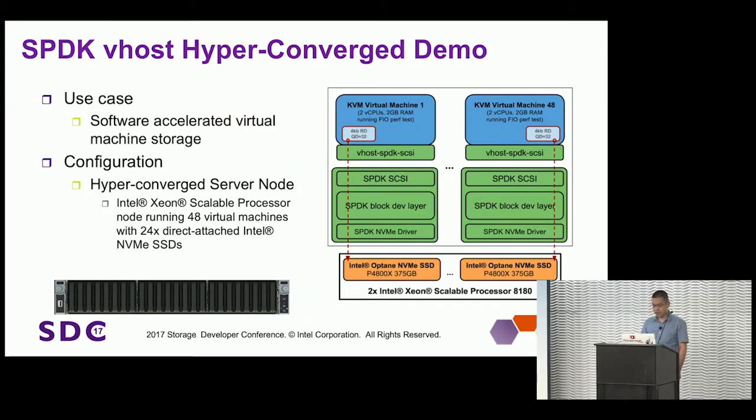And this page is about the demo you can see during the SDC conference. The use case is software accelerated virtual machine storage. We will have the Intel Xeon Scalable processor, the latest processor in Intel's Purley platform. We will deploy 48 virtual machines on 24 direct attached Intel Optane NVMe SSDs, and each SSD will be partitioned into two parts and serve two virtual machines.